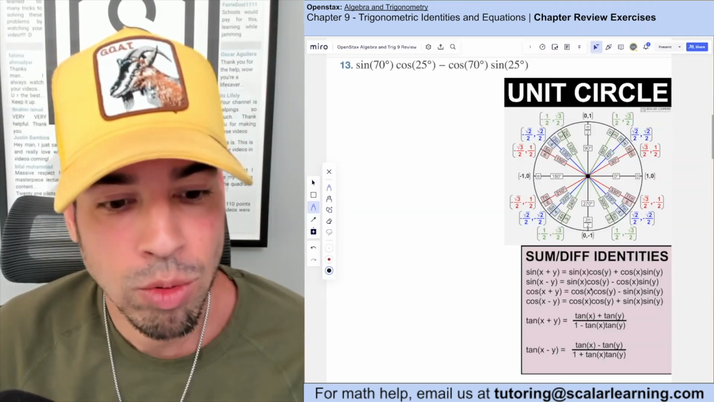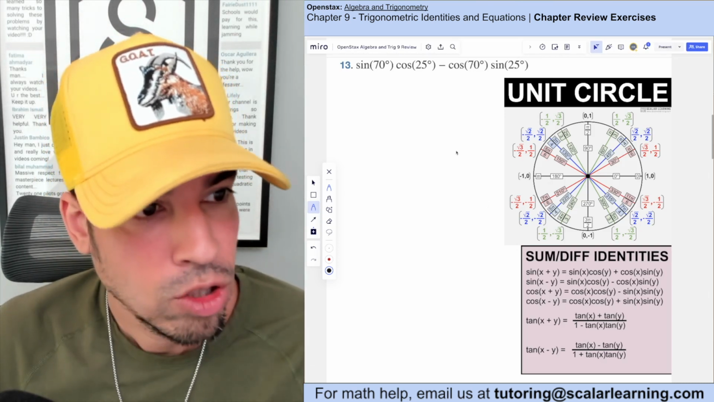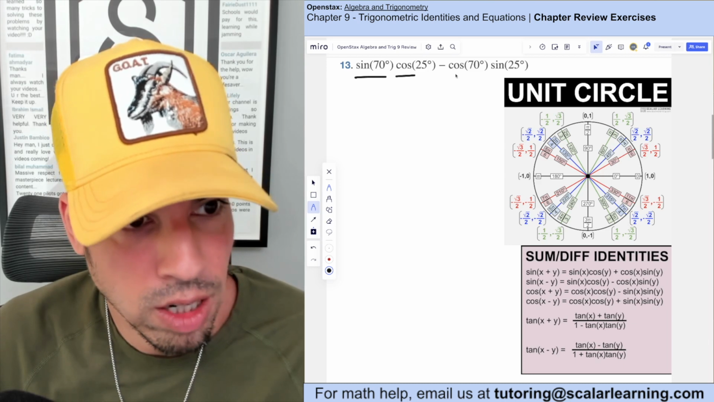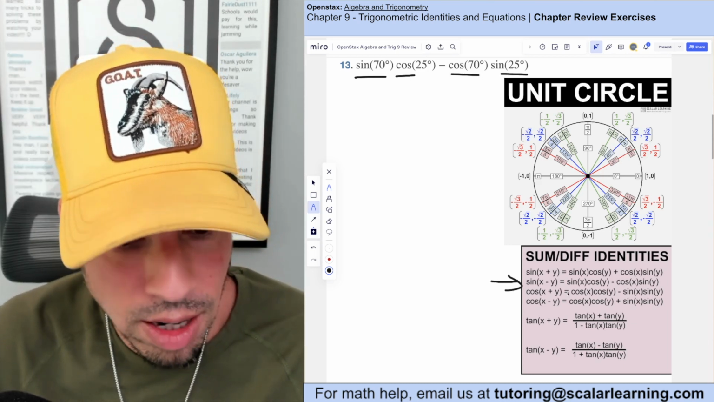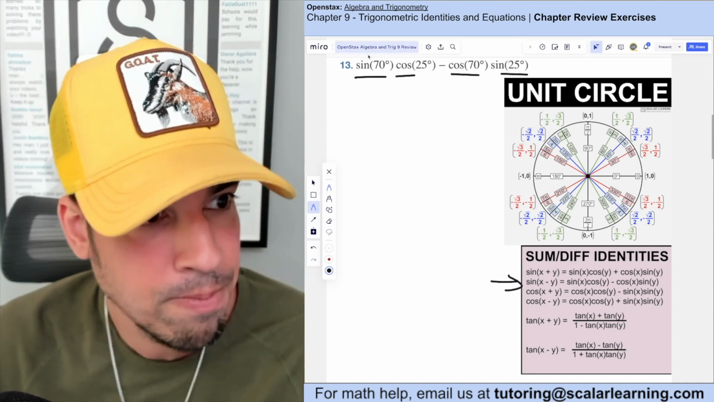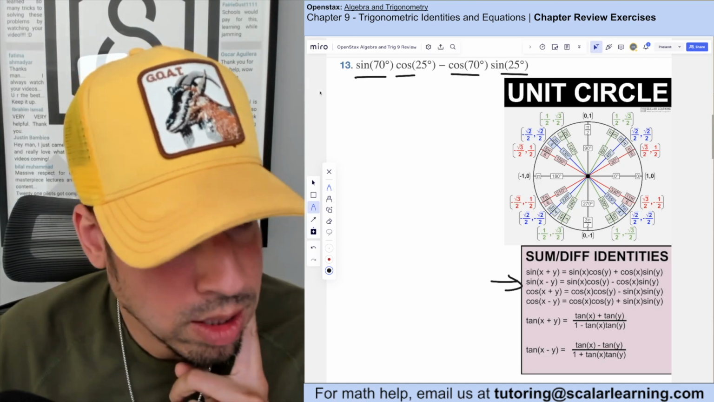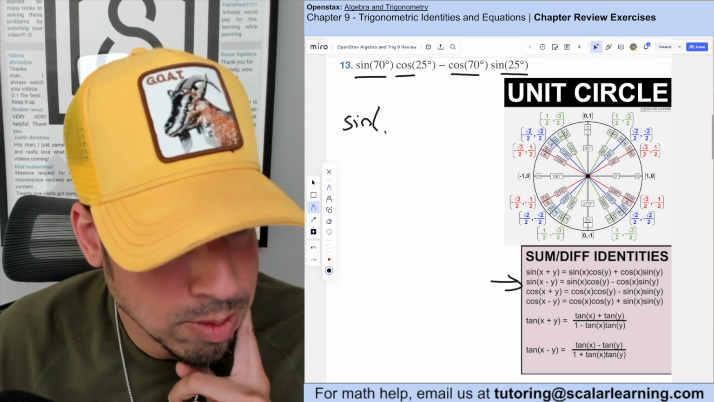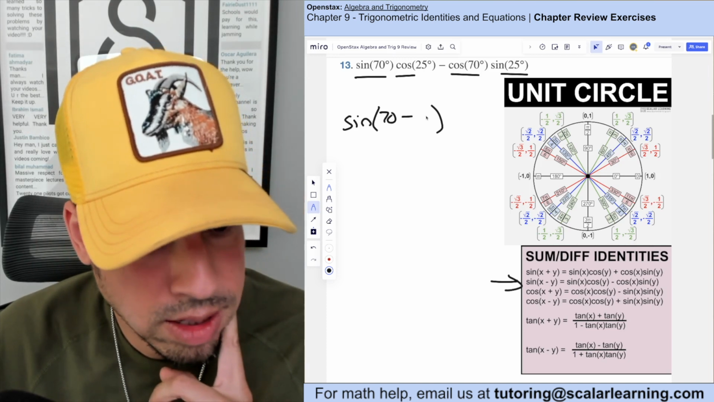Done. So for this one, we're going to use the sum and difference identities, but we're going to do it in reverse, okay? So you can see that we have sine, cosine, cosine, sine. That looks pretty similar to this identity, right? Sine, cosine, cosine, sine, and those angles are consistent. So we can rewrite this to be sine of the difference of 70 and 25.